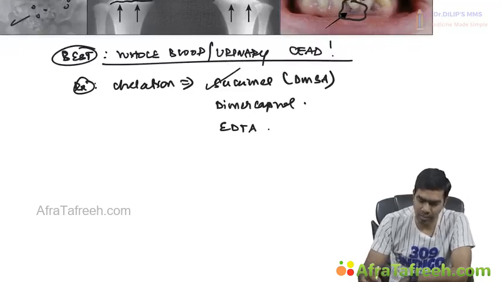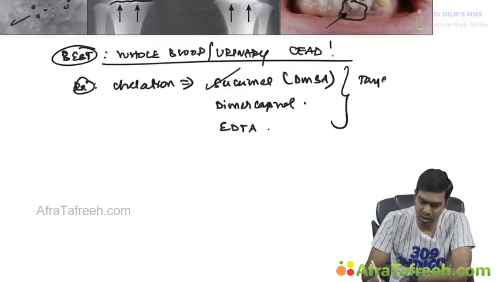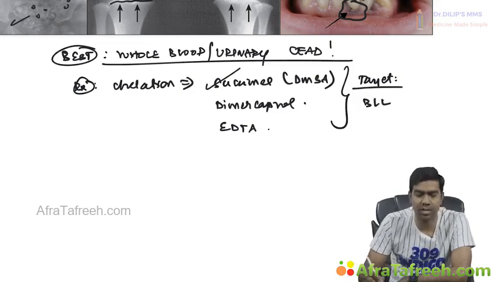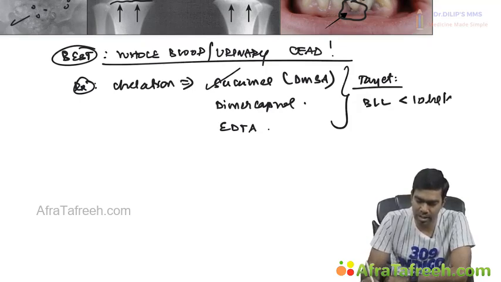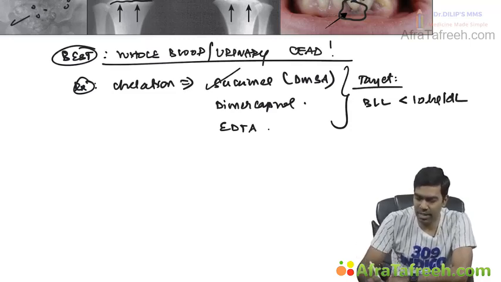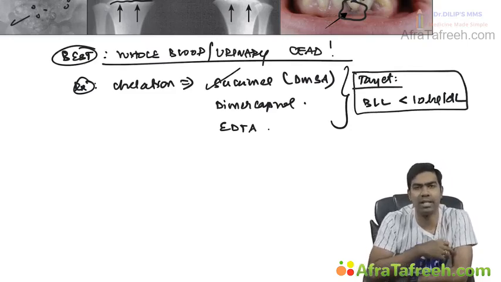Usually, what is the target for chelation? If they ask you what could be the target for this chelation therapy, it is the blood lead level, called BLL. This BLL should be less than 10 micrograms per deciliter. Once a BLL of less than 10 micrograms per deciliter is reached, continuation of the chelation depends on how much lead has been taken, what the initial lead value is, and whether the patient is continuing to have lead exposure or not.